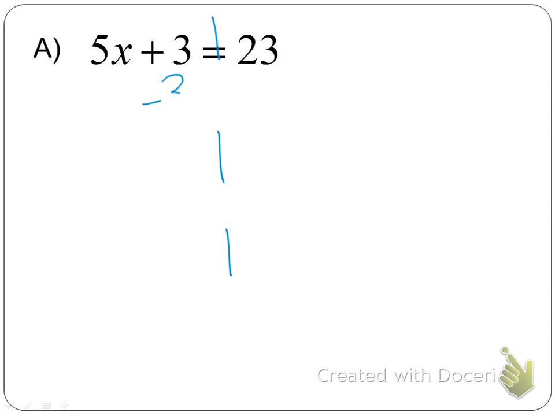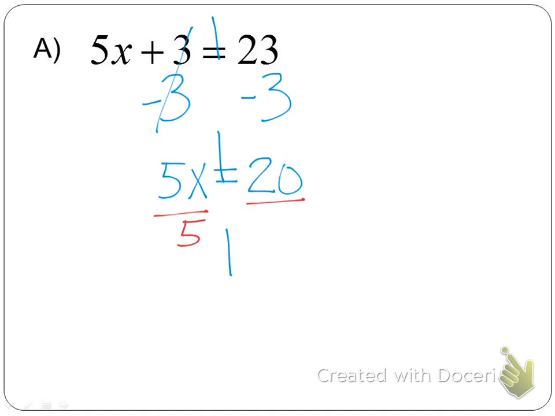But the first thing we want to do is get rid of the adding 3, so we're going to subtract 3 from both sides. So that's going to leave me with 5x on the left. The 3's are gone. On the right, I'll have 20. And then get rid of the multiplying by 5 by dividing by 5. And I get that x equals 4. Raise your hand if you have a question on this one. All right, let's continue.